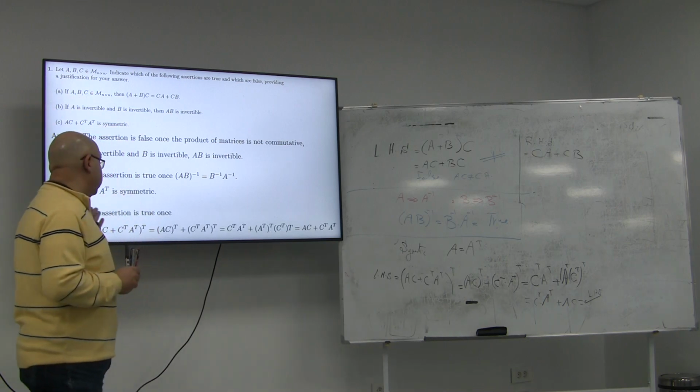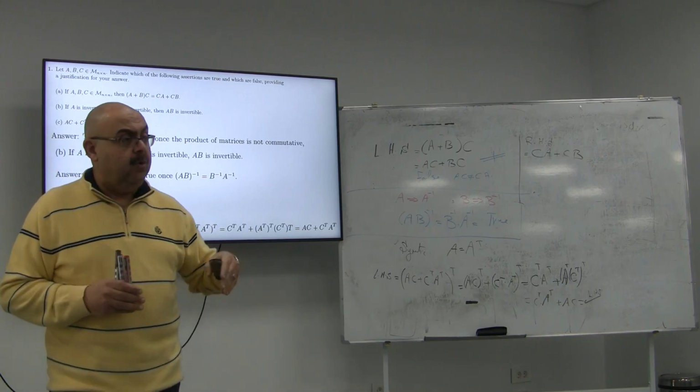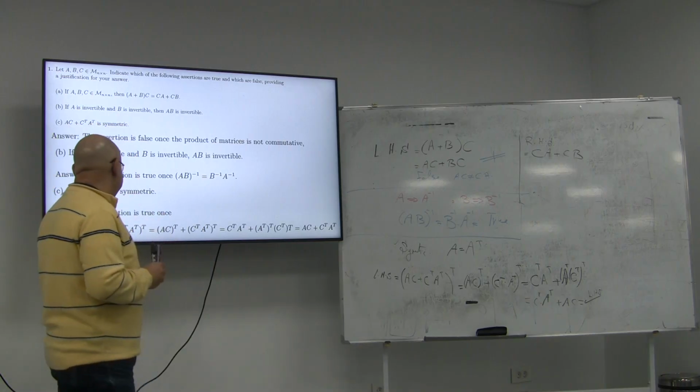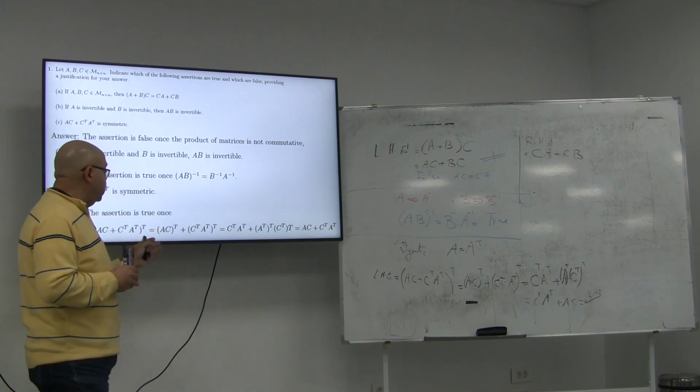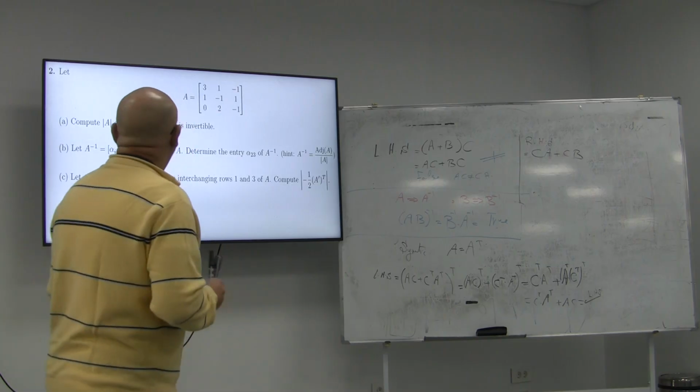For the last one, as I told you, one of the signs of a symmetric matrix is that A equals A transpose. So once you take the transpose of AC plus C transpose A transpose, you will end up with exactly the same statement. So it is also true.